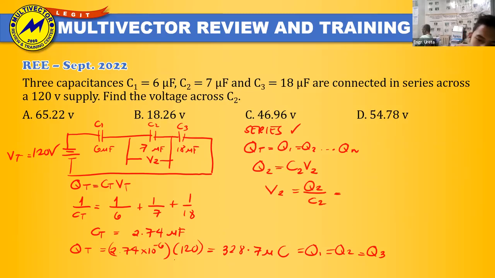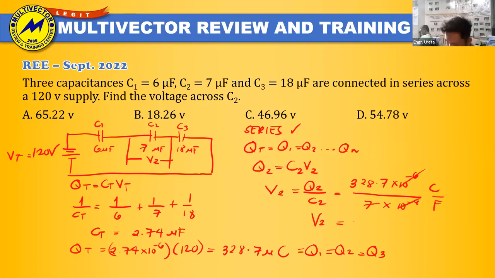Ano ba yung Q2 ko? Q2 ko is equals to the total Q natin, which is 328.7 times 10 raised to negative 6 all over our capacitance 2, which is 7 microfarad. Okay, cancel lang yan. Therefore, the voltage 2 natin, o V sub 2 natin is 46.96 volts. Okay, so letter C. Okay, yan yung problem natin.